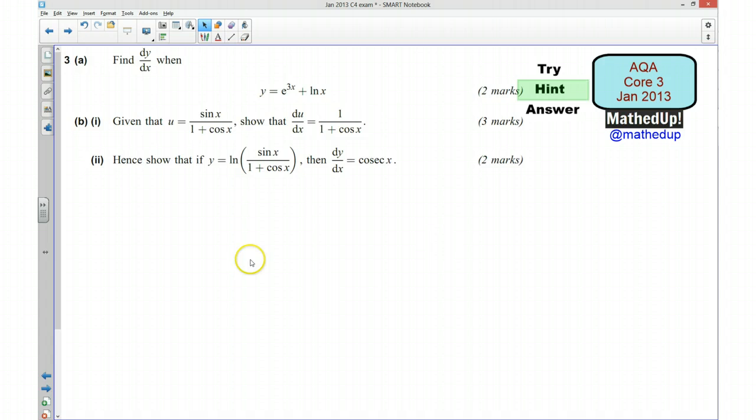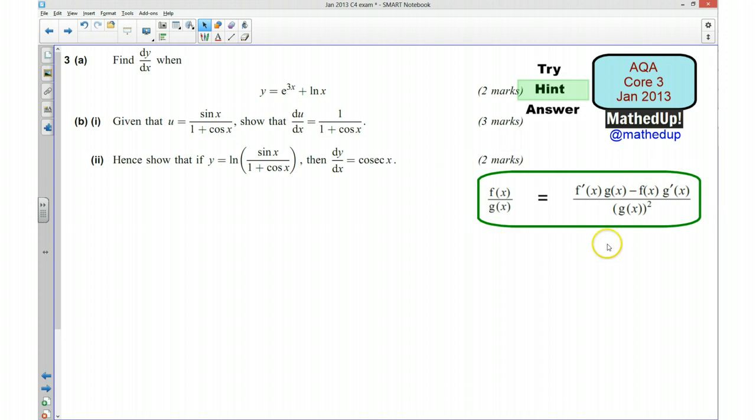Okay, part B says given that u is equal to sine x over 1 plus cos x, we need to show that du by dx is equal to 1 over 1 plus cos x. So in order to solve this, we need to use the quotient rule, which can again be found in your formula book. So you can use this to work that out.